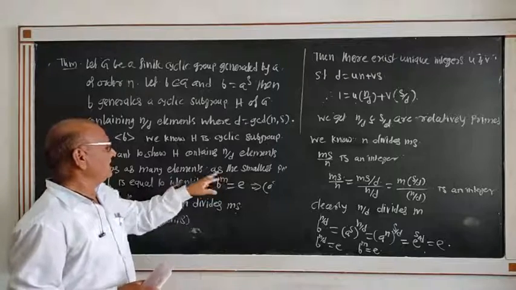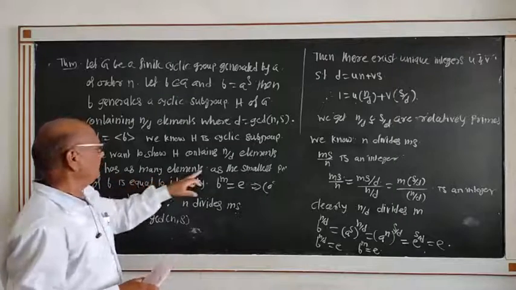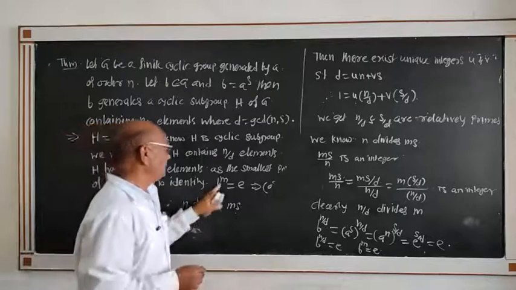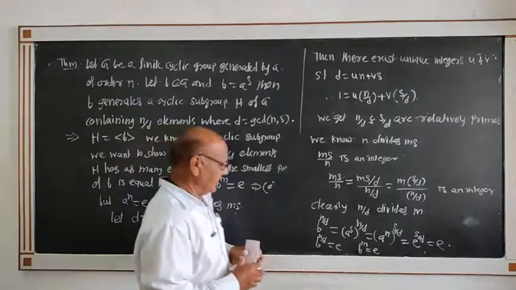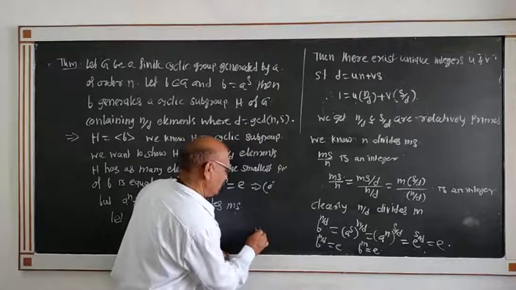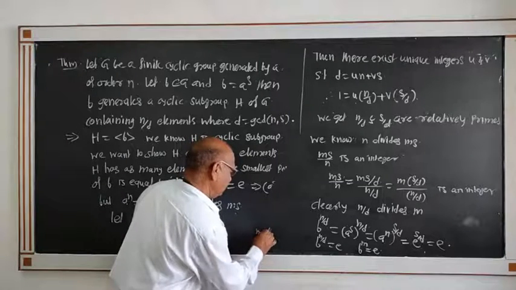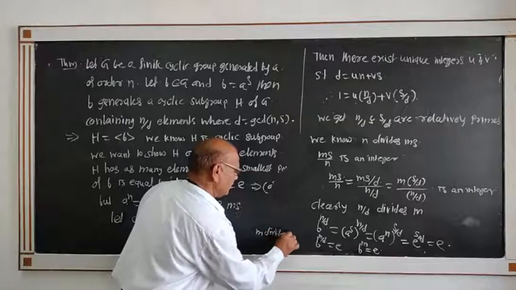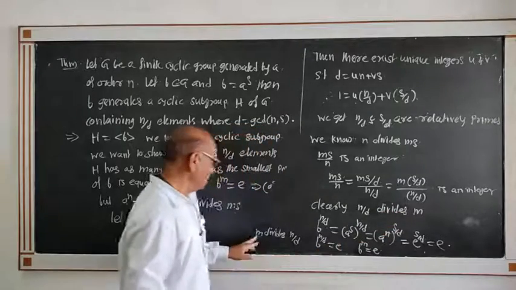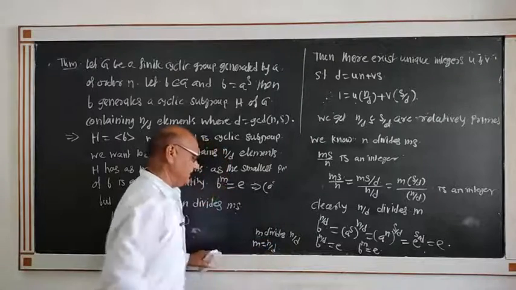H has as many elements as the smallest power of B equal to identity. This gives B raised to m is equal to identity. That means m divides n by d. Here n by d divides m, and this gives m divides n by d. That means m is equal to n by d.